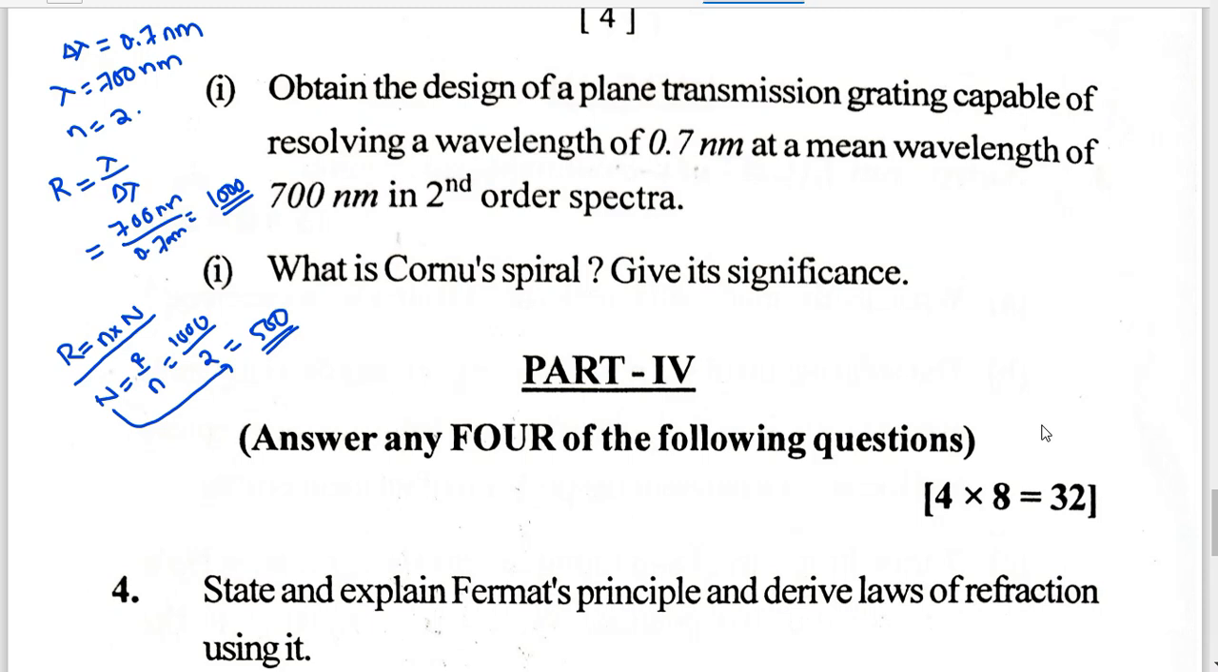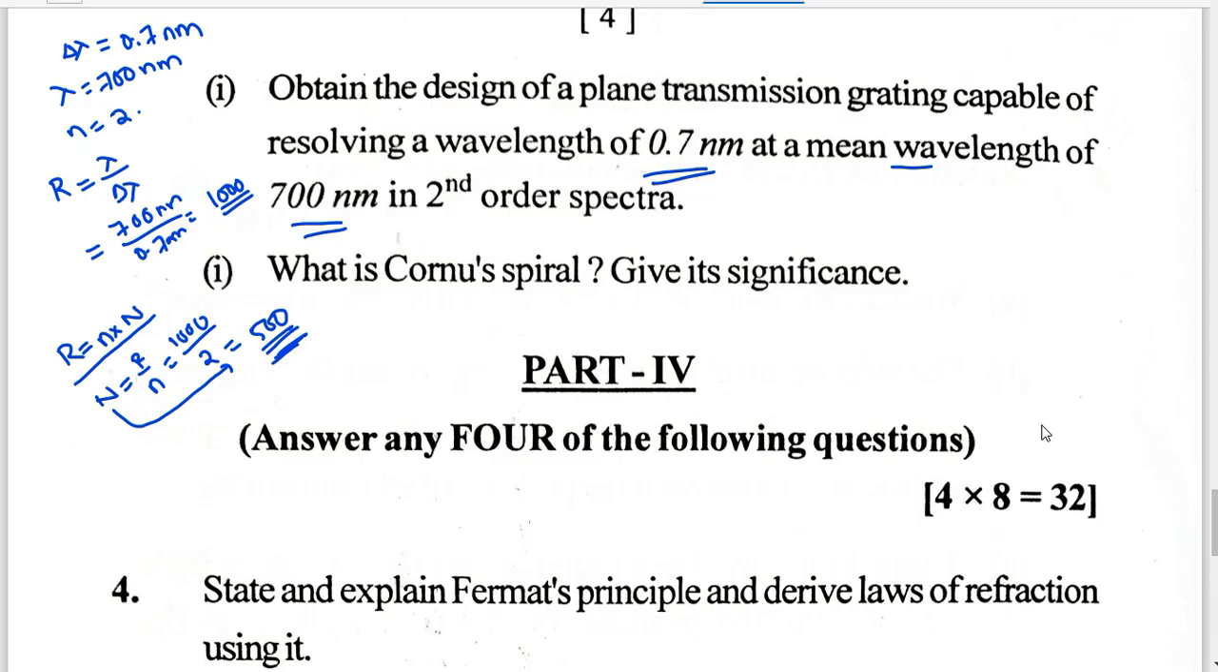So the design of the plane transmission grating requires a total of 500 lines to resolve a wavelength of 0.7 nanometer at a mean wavelength of 700 nanometer. So this is the number of lines required to design a plane transmission grating. So this is the answer.